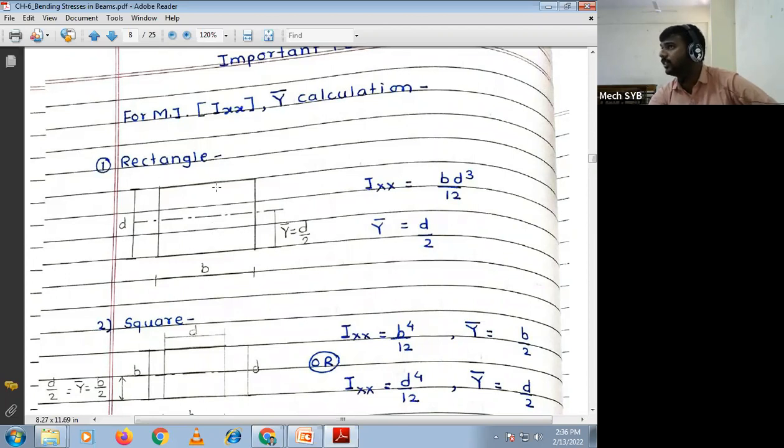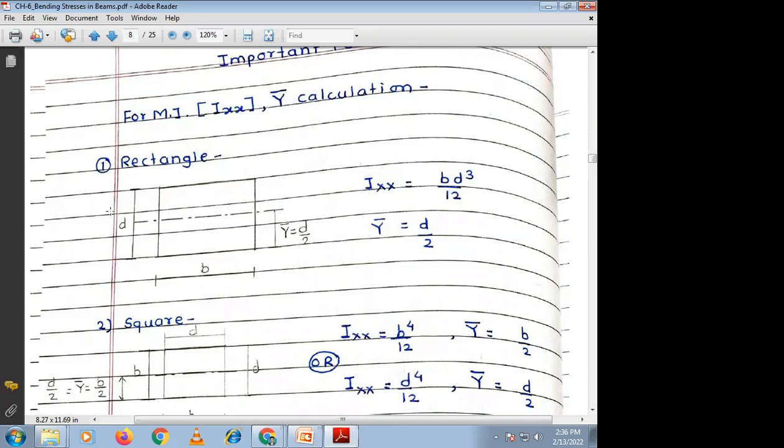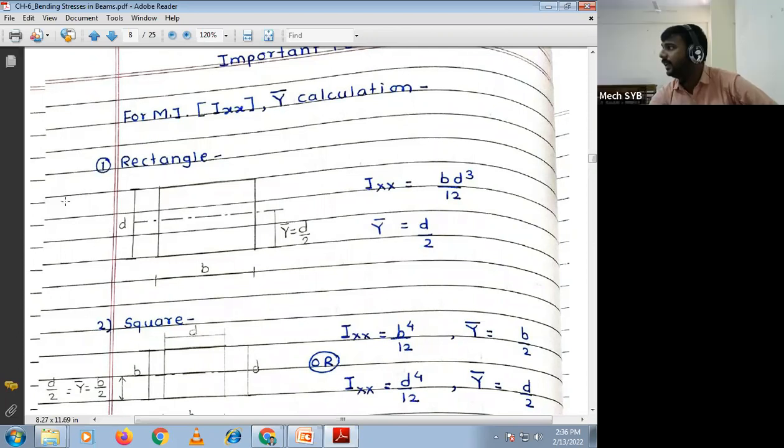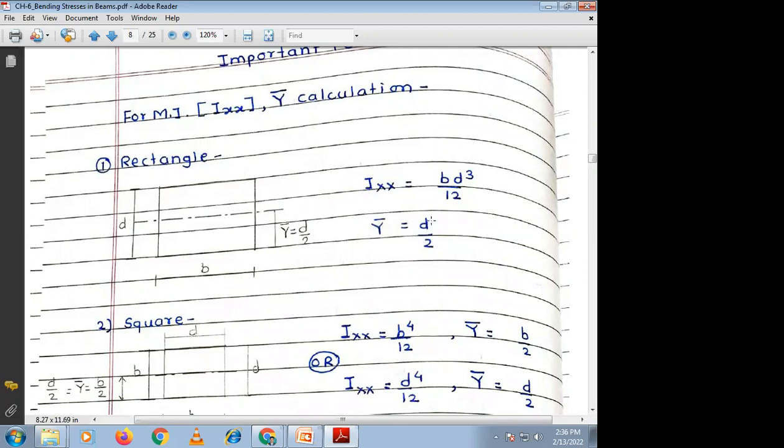मग ह्या रेक्टँग्युलर सेक्शनचा सेंटर पॉइंट काय? जसं मी 40 डिवाइडेड बाय 2 म्हणजे 20 mm. But what is this vertical distance? D. व्हर्टिकल डिस्टन्स कशाने इंडिकेट केले? डी ने इंडिकेट केले. तर त्याचा सीजी काय असणार आहे? D by 2. y bar is equal to d by 2.